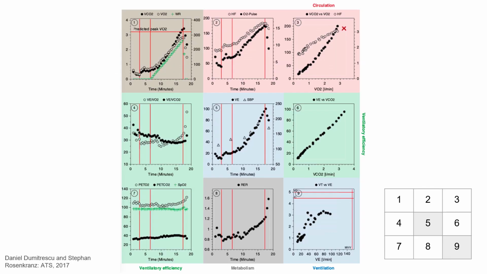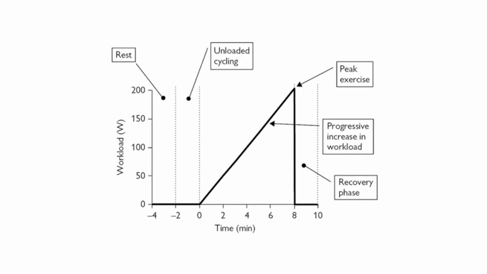This is the 9-panel plot, and when you're looking for breathing reserve, you're looking at panels 5 and 9. As a quick reminder of the 4 phases during a CPET test and the 3 vertical lines separating those different phases, keep these in mind as you see them on the next few panels.